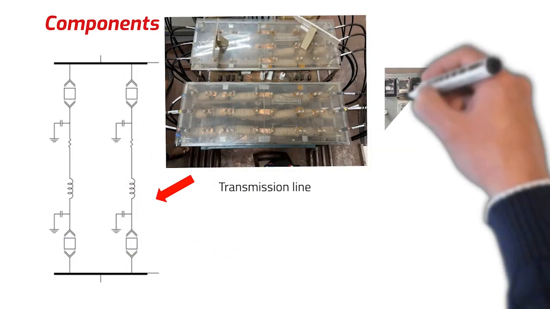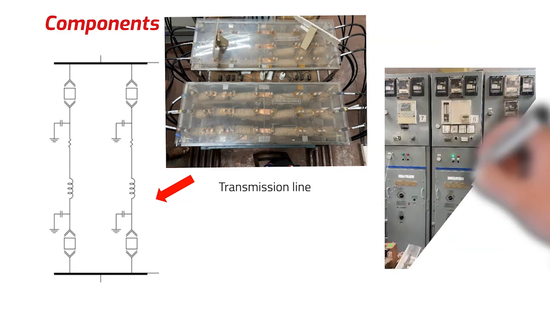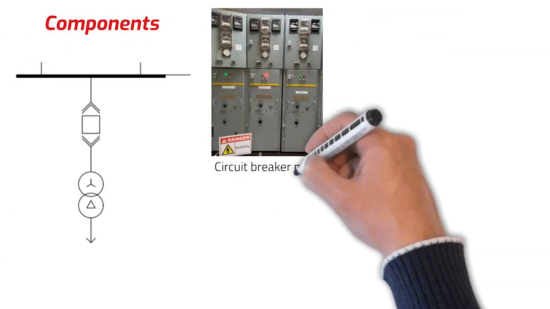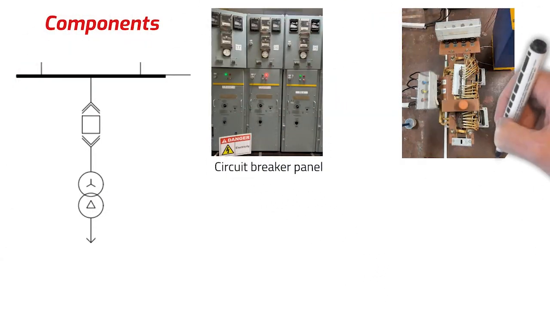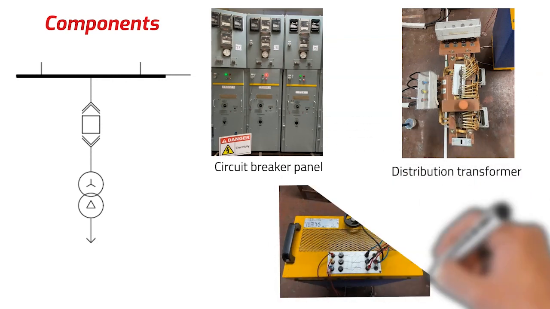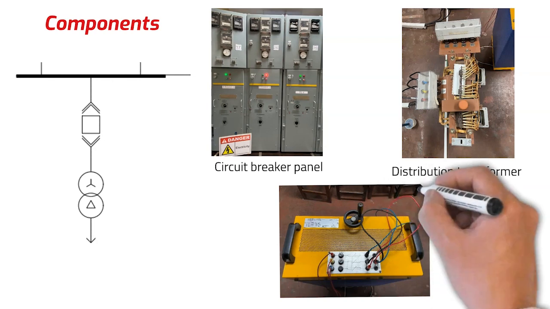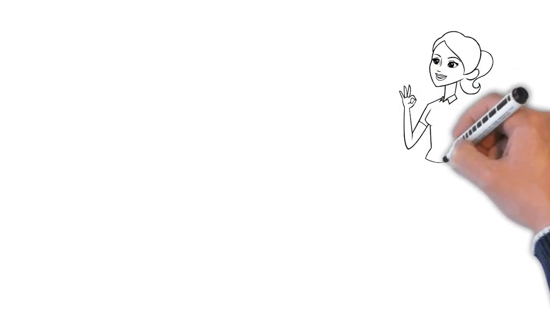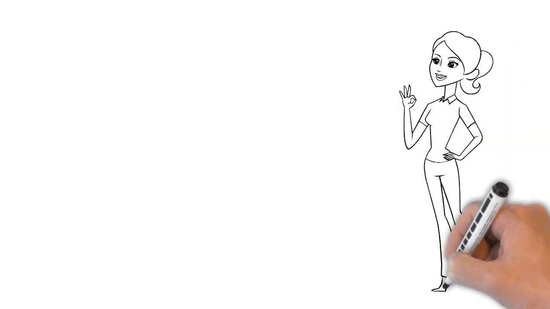After the transmission line, the circuit continues to another bus bar through a circuit breaker. Then, after another circuit breaker, you could find the distribution transformer. After the distribution transformer, we can find the load, which is a resistive load in this practical. Now that you have a clear idea of how the circuit is built, let us move on to the procedure.